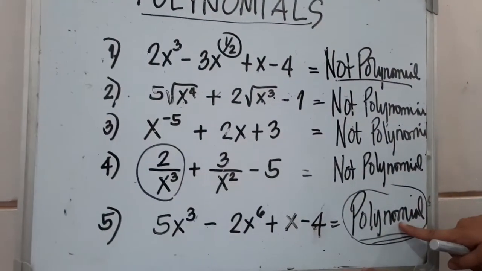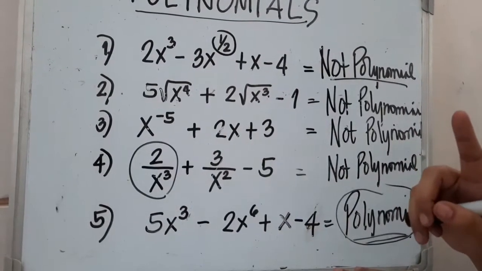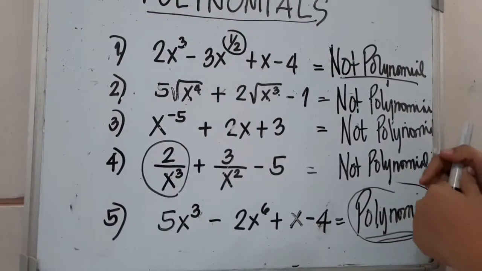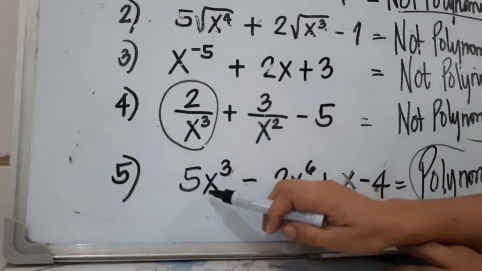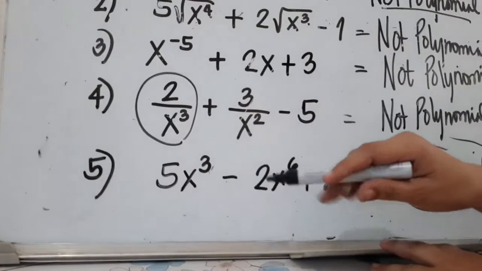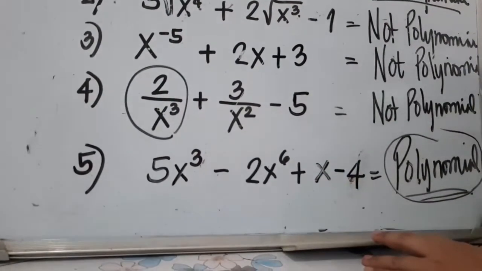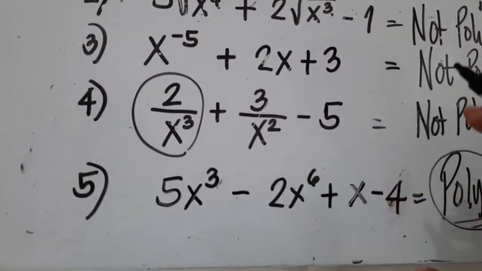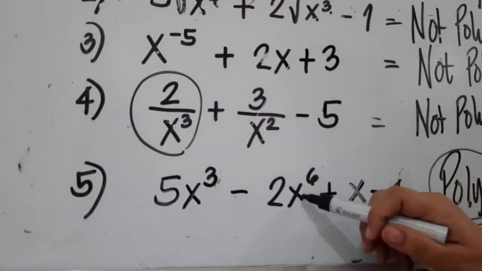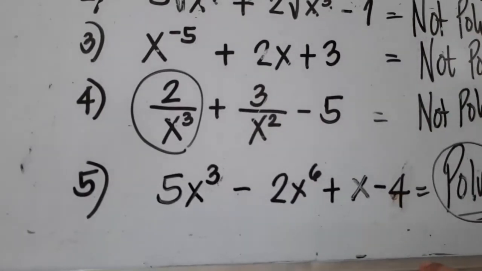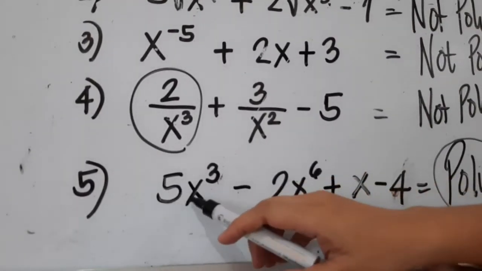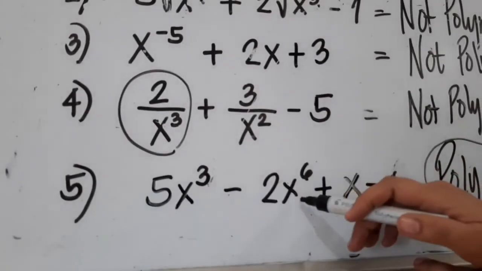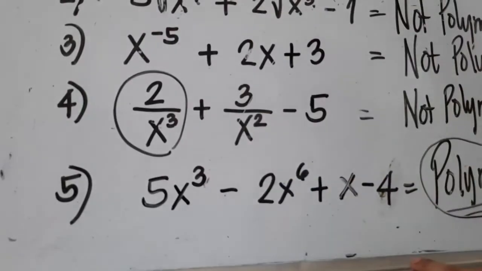For a polynomial expression, we are going to make sure that our polynomial is in standard form. So what is standard form? Standard form means that the terms are arranged in decreasing powers of exponent. When we say decreasing powers of exponent, it means you look at the variable with the highest exponent, and it must be the first term. So, this is 5x cubed, this is negative 2x raised to 6, this is plus x minus 4. Which of these terms has the highest exponent? Very good.